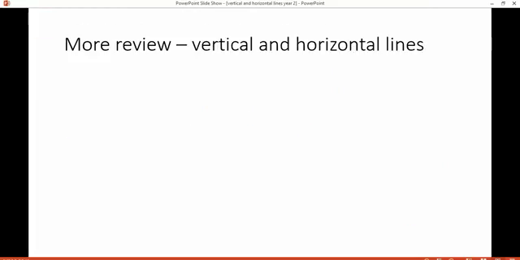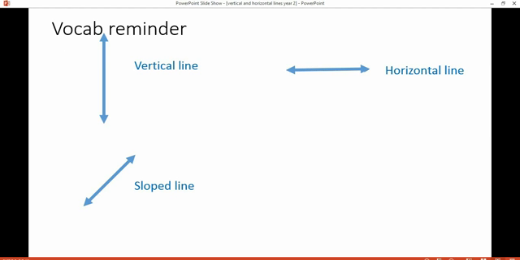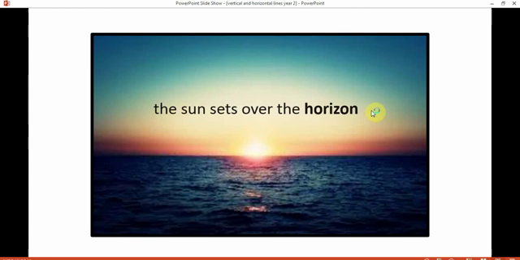More review. Vertical and horizontal lines. Quick vocab, you can write this in that first empty box that says more review. Vertical lines are the ones that go straight up and down like this. Horizontal lines are the ones that are flat and go side to side, and sloped lines are the ones that are slanted. So we're going to just get this vocabulary down and address any issues and get this to be automatic. So a couple ways to think about why these are called vertical, or how to remember that these are vertical and these are horizontal lines.